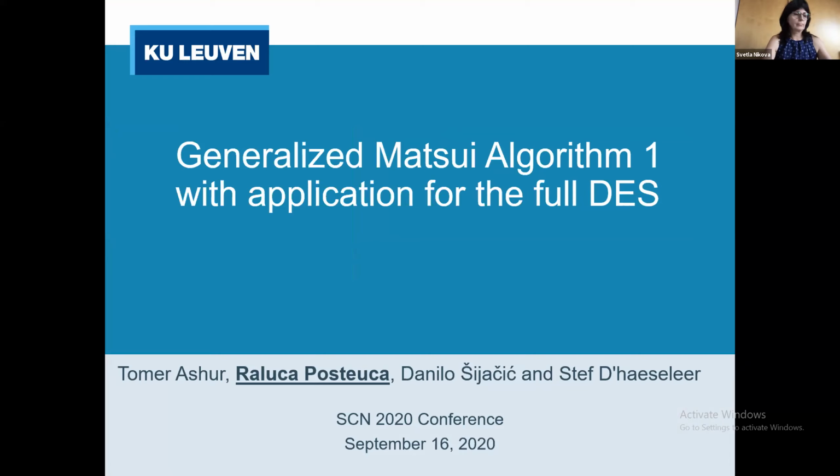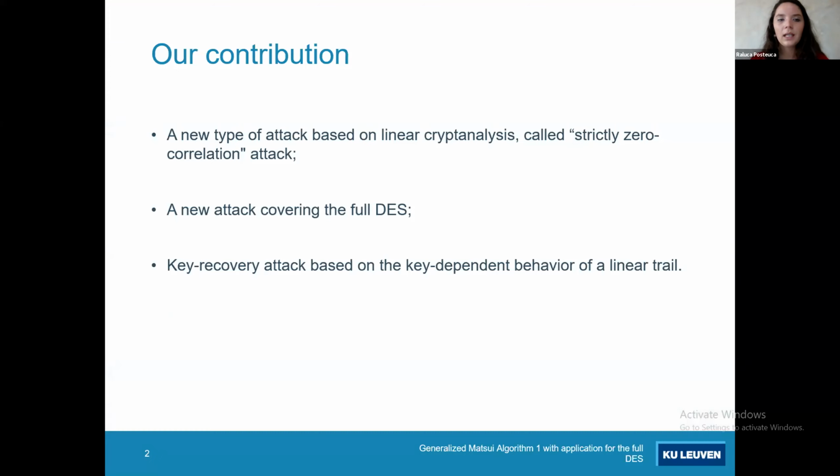Thank you. The floor's yours. So my presentation is based on joint work with my colleagues Tomer Ashur, Danilo Šijačić, and Stef D'Haeseleer. The contributions of our paper are threefold. First, we introduce a new type of attack based on linear cryptanalysis called the strictly zero correlation attack. We used these new techniques to design a new attack covering the full DES. And this new attack aims at recovering the key bits based on a key-dependent behavior of the linear trail.